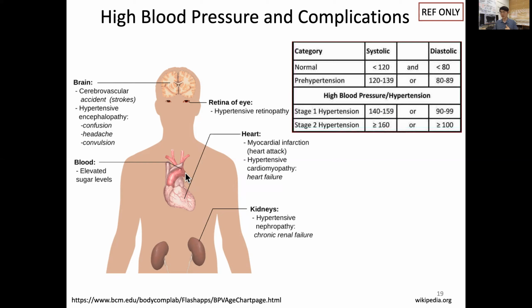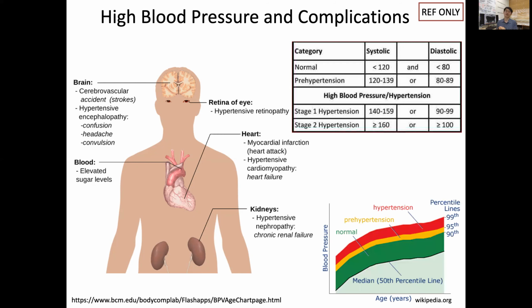And blood, this can lead to elevated sugar levels, and in the heart, MI or myocardial infarction, which is simply a heart attack, can happen. Hypertension makes your heart abnormal, with heart muscle disease or cardiomyopathy, or it can lead to heart failure. And also your kidneys as well. Kidneys filter a lot of your blood a day, almost over 1,800 liters, and the kidney can suffer from hypertensive nephropathy that leads to chronic renal failure.